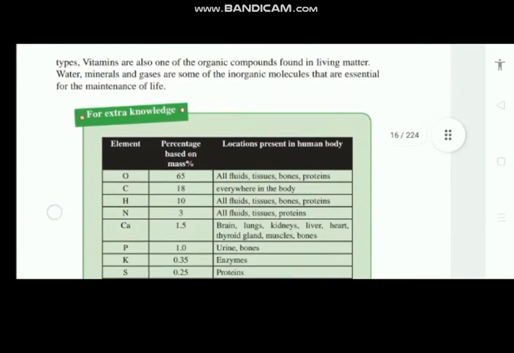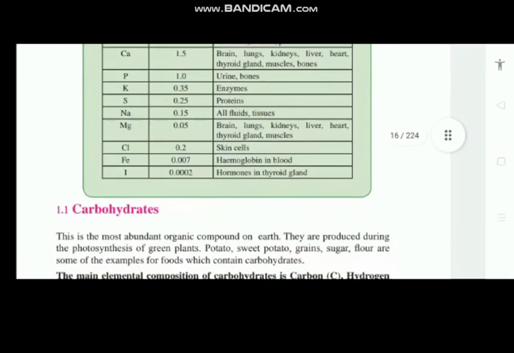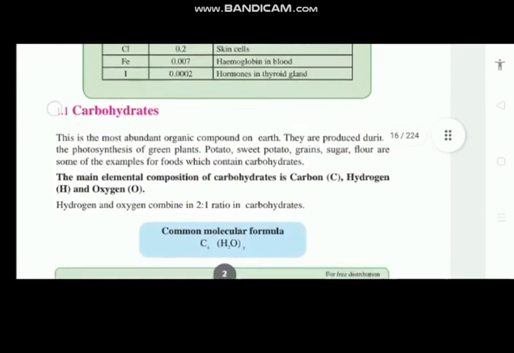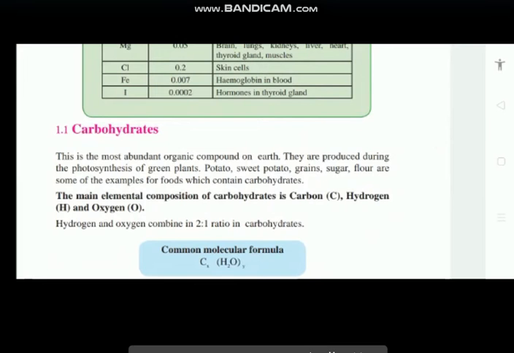Here they have highlighted the elements and the percentage based on mass. The first four elements were graphically represented on the initial page, so you can just refer to these. Now first we are coming to the main biomolecule, that is carbohydrate. This is the most abundant organic compound on earth.